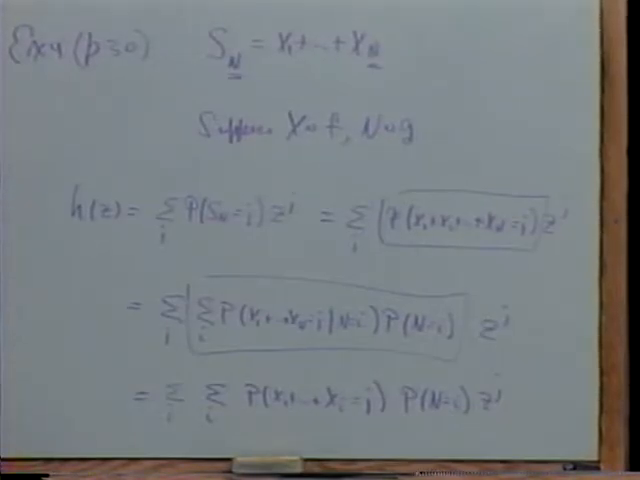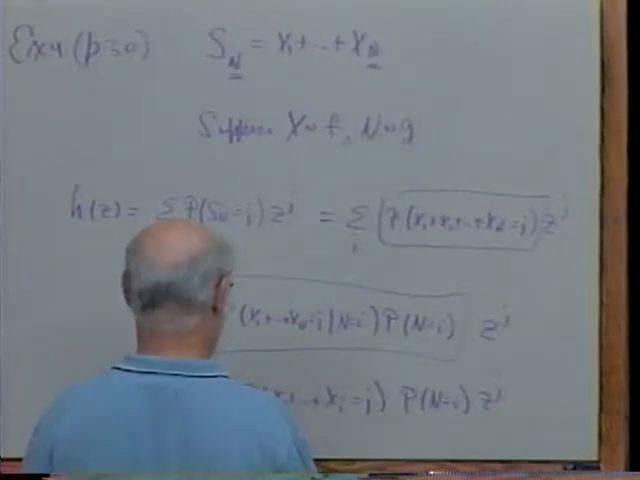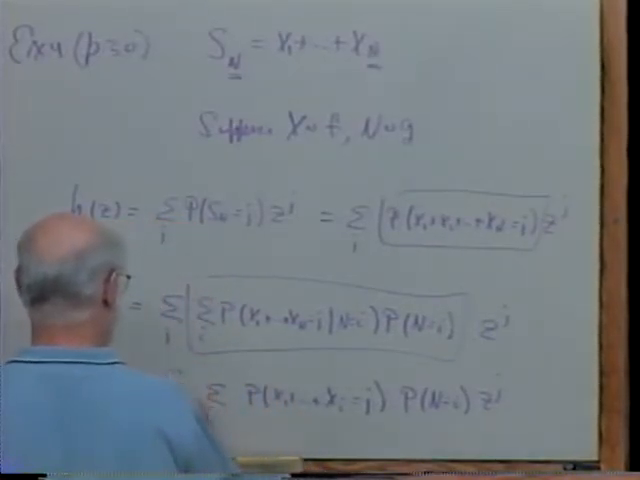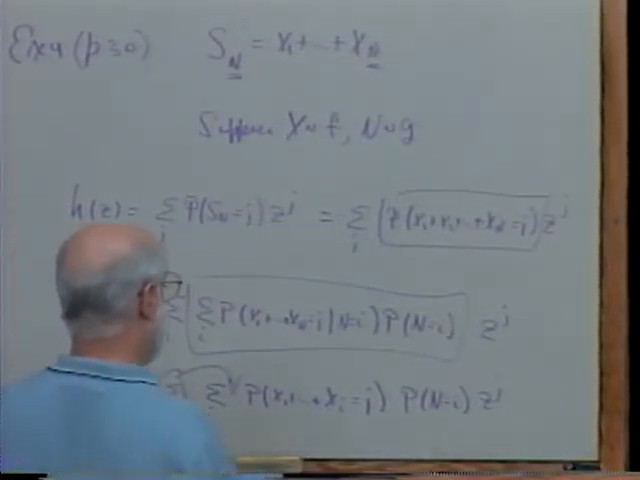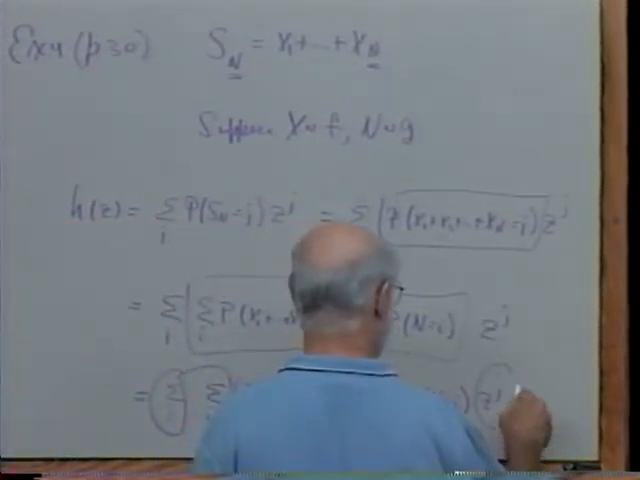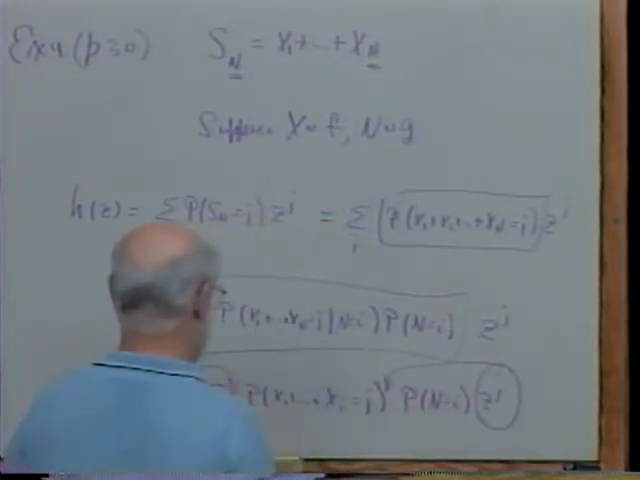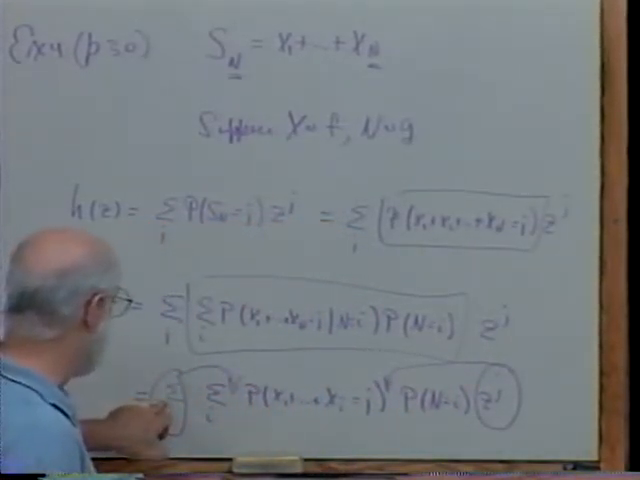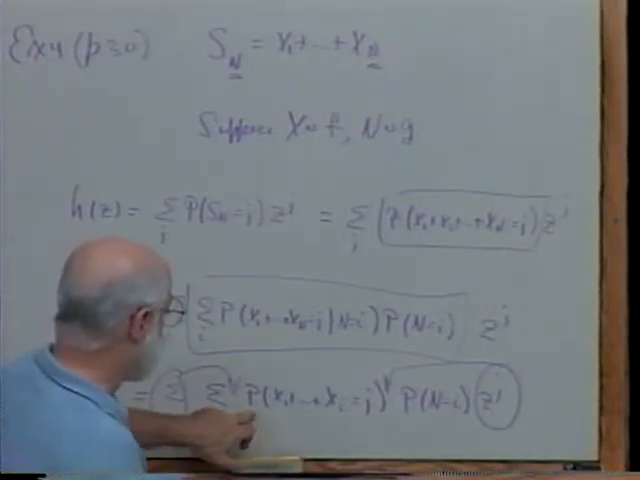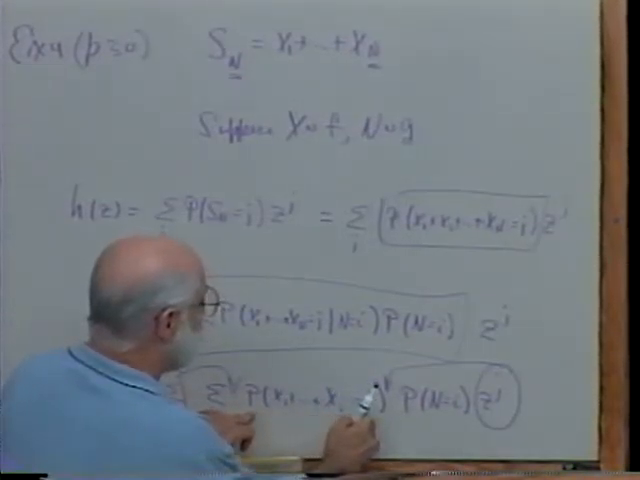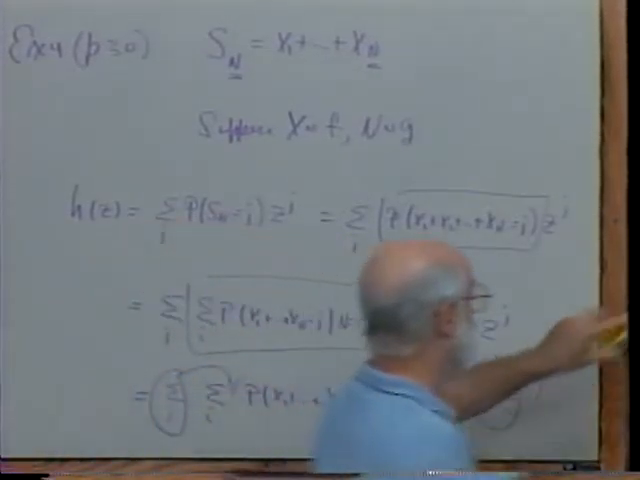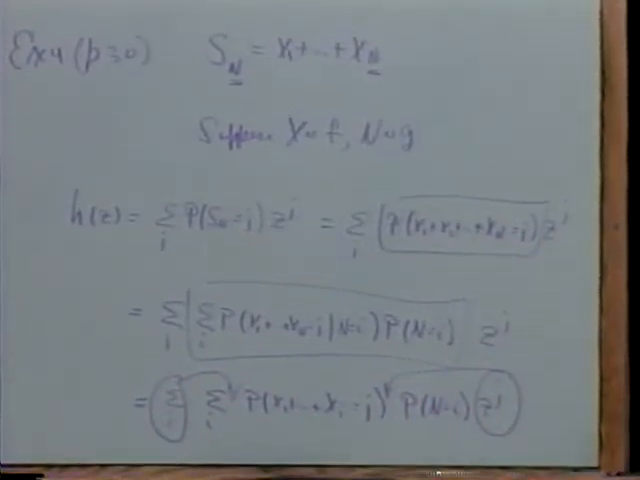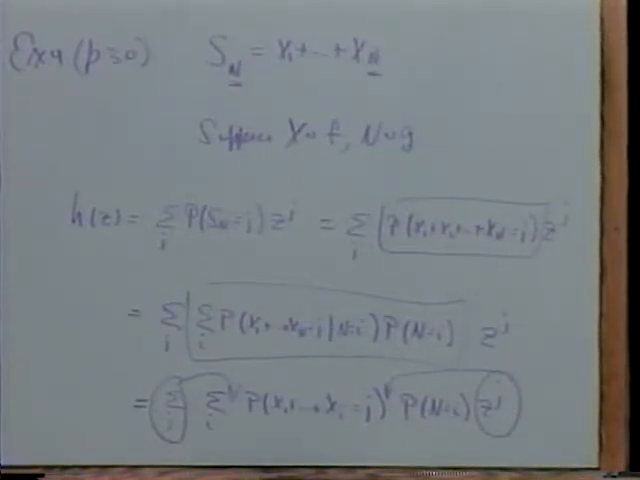Okay, now I'm going to take this summation and z to the j and move it in here. And so what I'll have is the sum over j of the probability that the sum of the X's is equal to j times z to the j. Maybe I should rewrite that since I'm going to move to another board. Don't want to get too confusing.